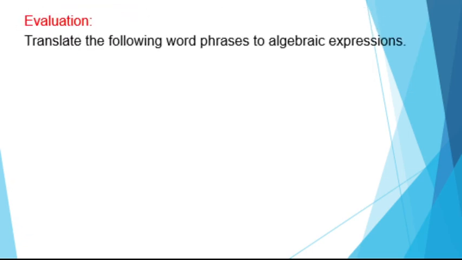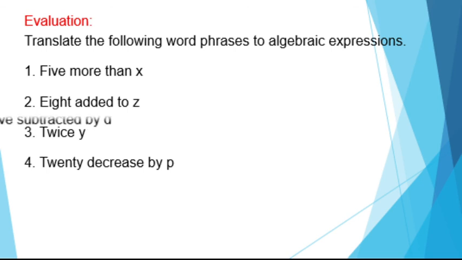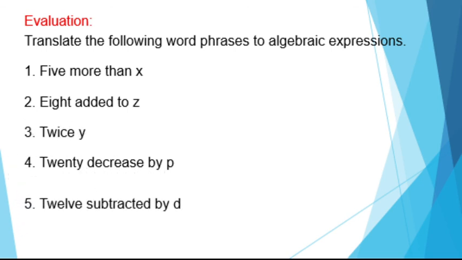Okay, for our evaluation, you can answer it if you really understand. So, 5 more than x, 8 added to z, twice y, 20 decreased by p, and 12 subtracted by d.